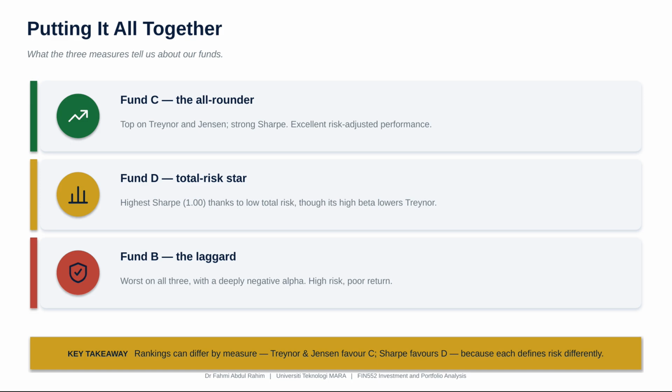The takeaway, rankings can differ by measure. Here Treynor and Jensen favor C, while Sharpe favors D. And the reason is simply that each measure defines risk differently, beta versus total risk. Knowing which measure fits the investor's situation is the real skill. Let me give you a one-glance comparison table to revise from.